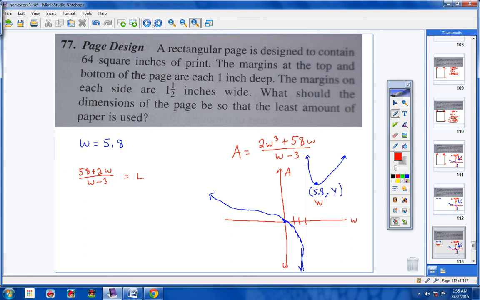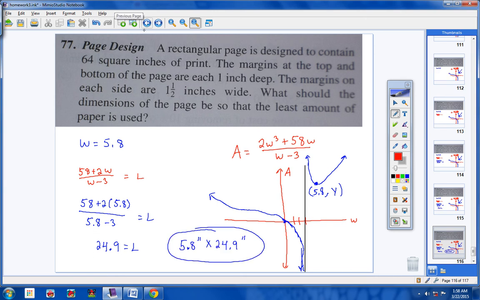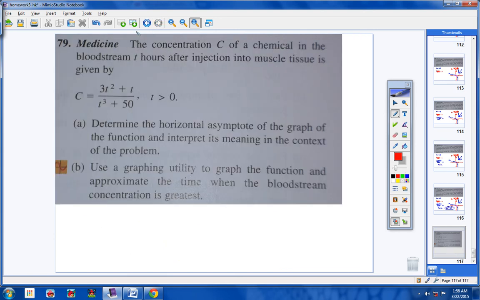And if you do that correctly and simplify, you will get out 24.9 for the length. So there we go. So what are the dimensions of the page? 5.8 by 24.9. Okay, alright. Moving on to number 79, and we're finally finished. The concentration of a chemical in the bloodstream T hours after injection into muscle is given by that function right there.